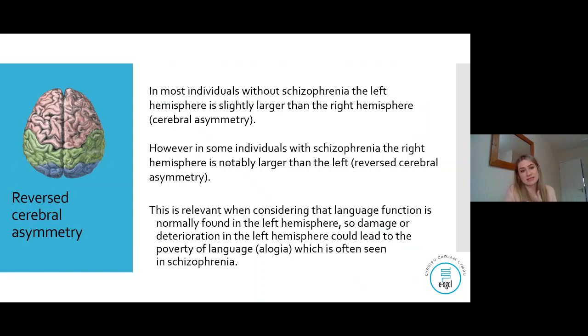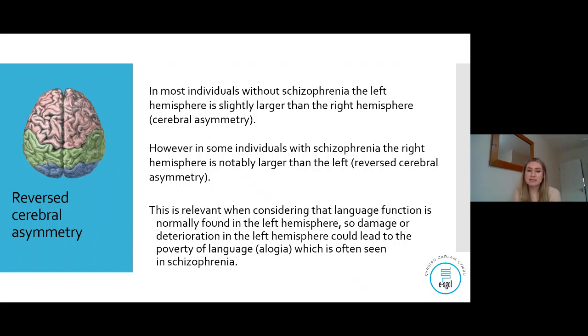Okay, and our last element for this is something called reversed cerebral asymmetry. The idea of this is that one hemisphere is larger than the other. In most individuals without schizophrenia, the left hemisphere is slightly larger than the right hemisphere, which means that we have cerebral asymmetry. Okay, our left hemisphere is slightly larger. Now we know that our left hemisphere is to do with language. So does that mean that our left hemispheres are slightly larger and that's why we're able to communicate with people through language, through body language, and etc. And our right hemisphere is slightly smaller.